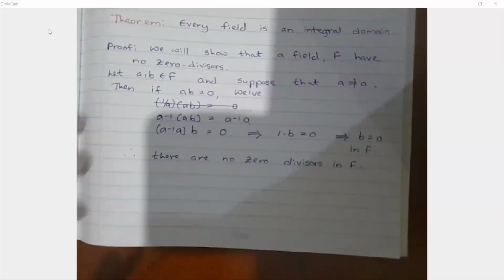It's a commutative ring with unity. By definition, it's an integral domain. What do we mean by definition? An integral domain is a commutative ring with unity containing no zero divisors. F is a field, so it's commutative, containing 1. Now we have shown that there are no zero divisors. By definition, this F is an integral domain.